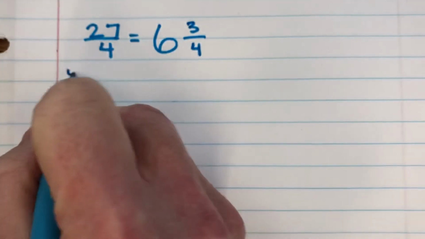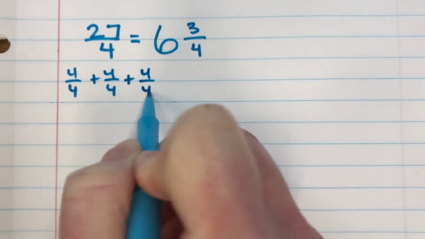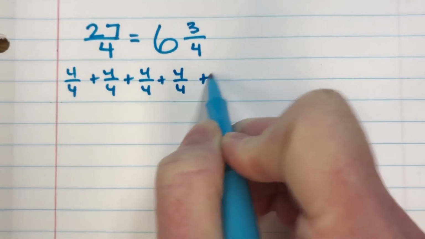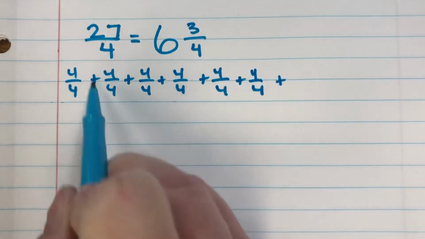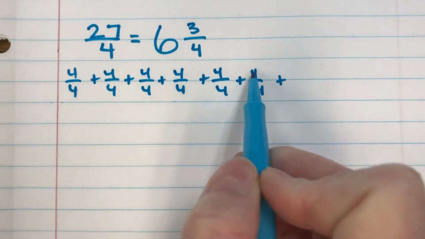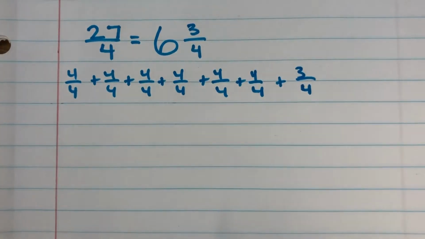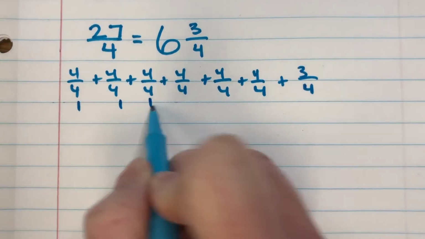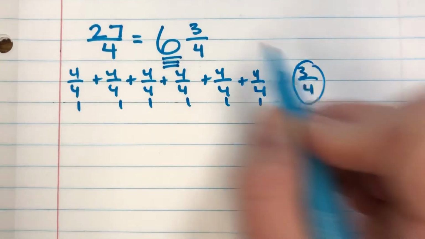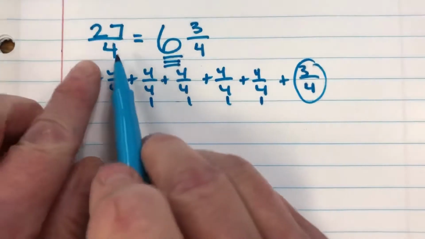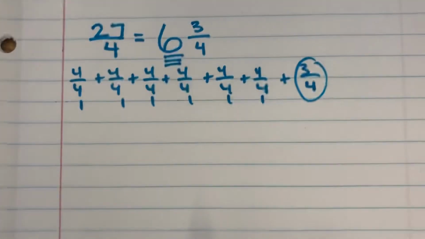In class, we had done 4/4 plus 4/4, that's 8, 12, 16, 20, 24, and we said, oh, okay, so if I'm at 4, 8, 12, 16, 20, 24, I need 3 more to make 27/4, and we see we have 1, 2, 3, 4, 5, 6 wholes and 3/4 left over. You can get the same thing by asking yourself, 4 times what gets me closest to 27?